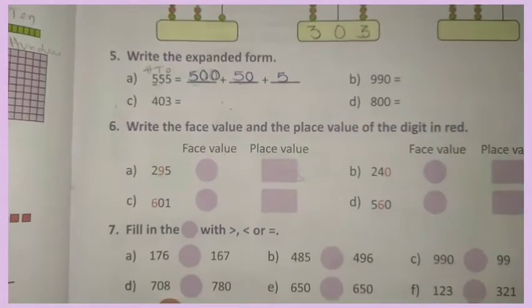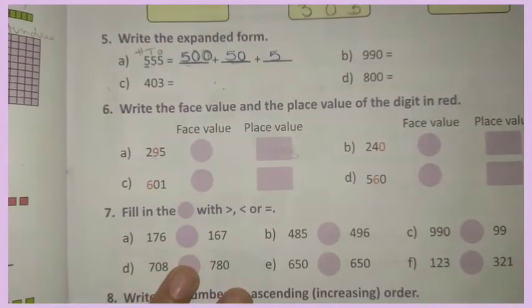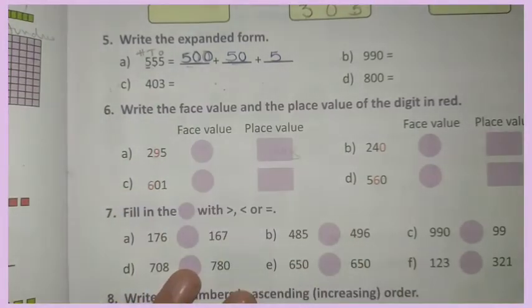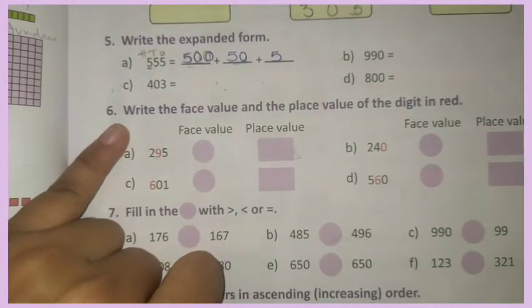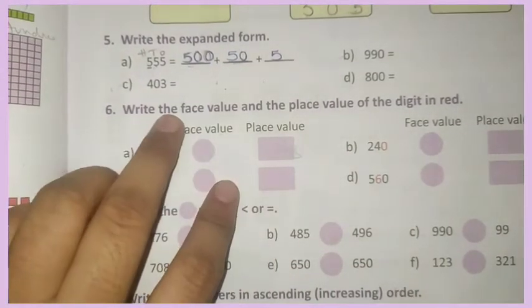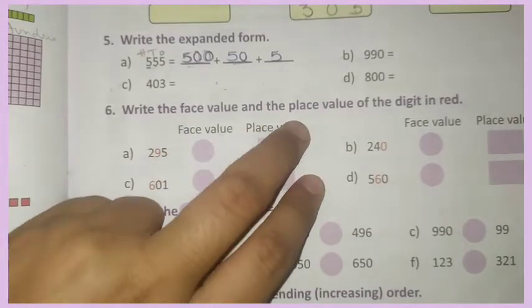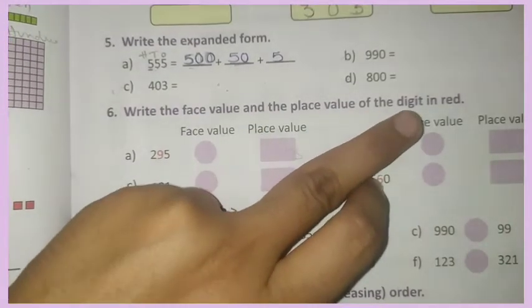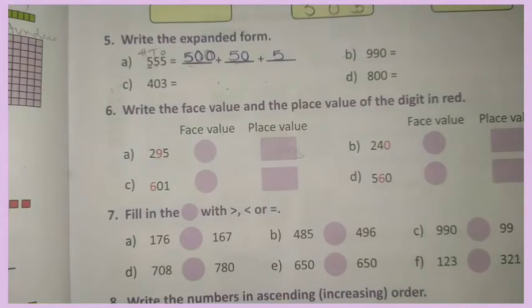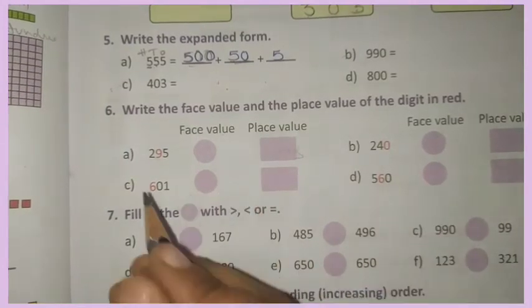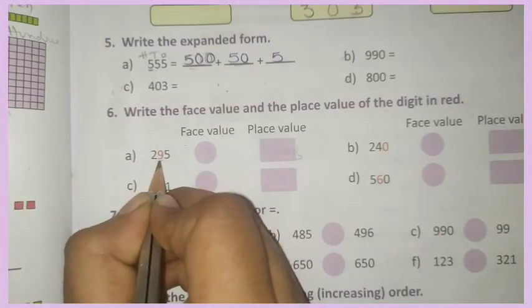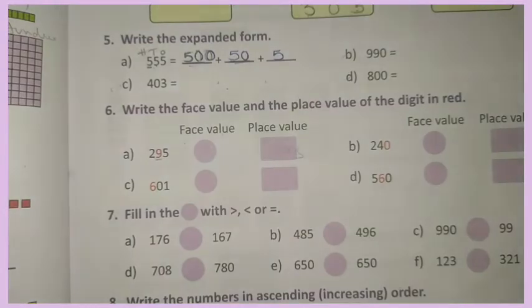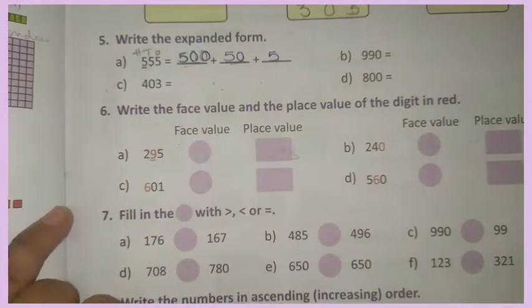Okay. Now look at 6th bit. These B, D, C, D are homework. Now look at 6th bit. Here write the face value and the place value of the digit in red. I have given this bit as homework, like by underlining the digits. Yes, like that only you have to write.